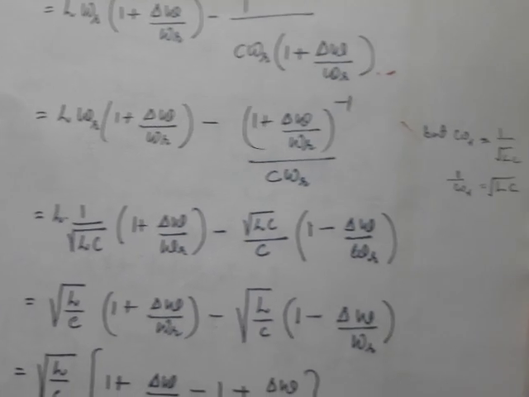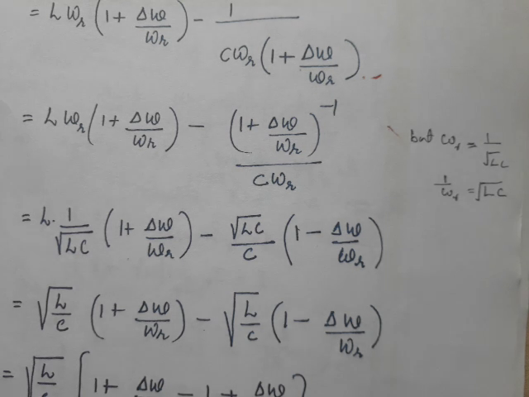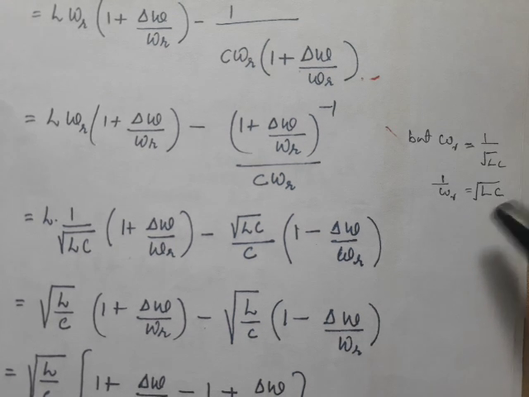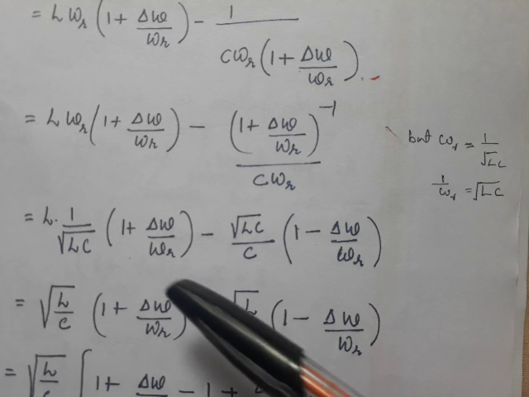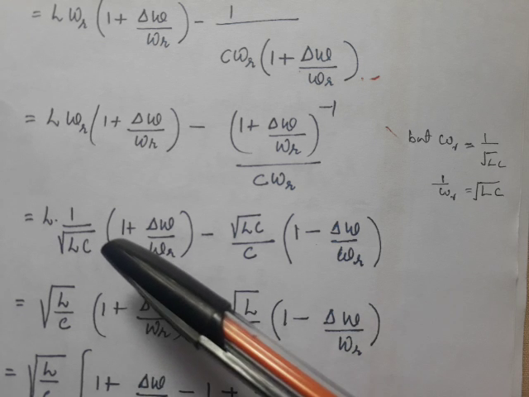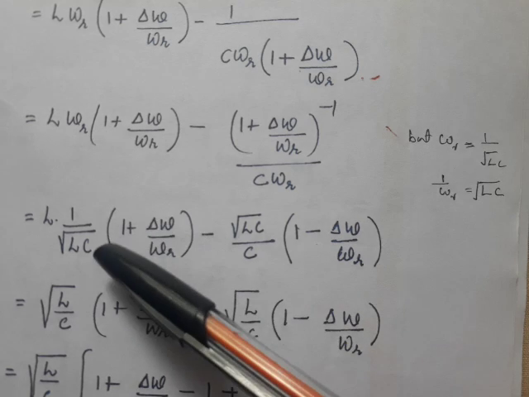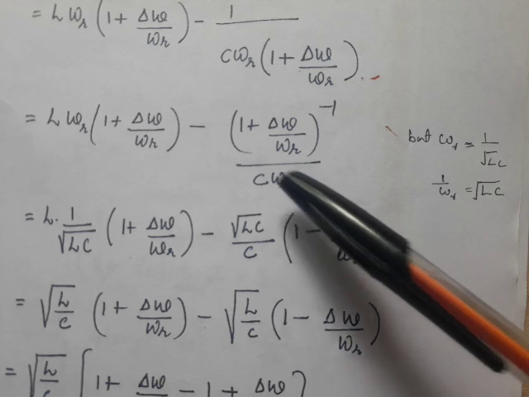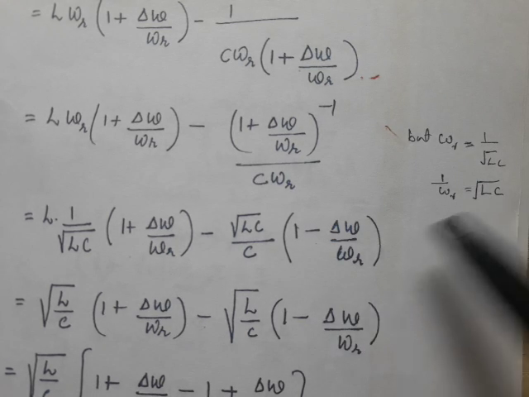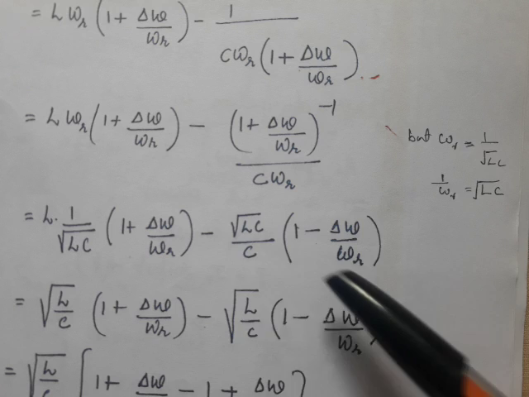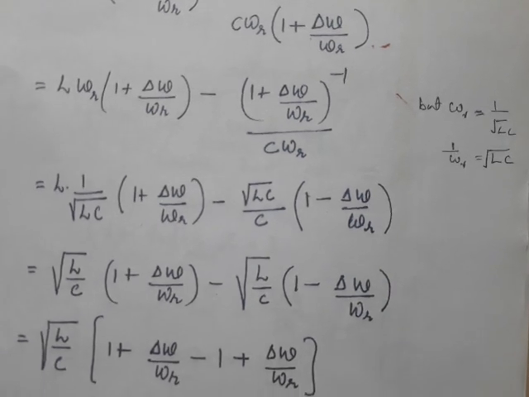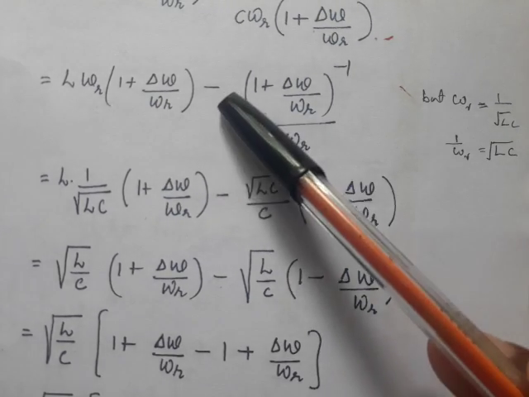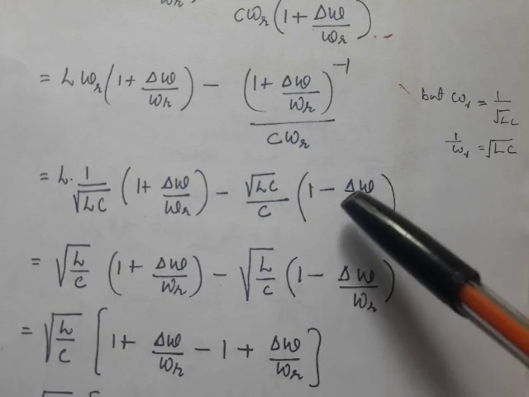And already we know that at resonance omega R we have the condition for resonance. Omega R is equal to 1 by root LC and 1 by omega R is equal to root LC. We have these two relations. That we substitute here. Omega R here is replaced as 1 by root LC. And here we have 1 by omega R, this is in the denominator, so 1 by omega R is root LC. So it becomes in the numerator root LC by C. So here 1 plus delta omega by omega R whole to the power minus 1.